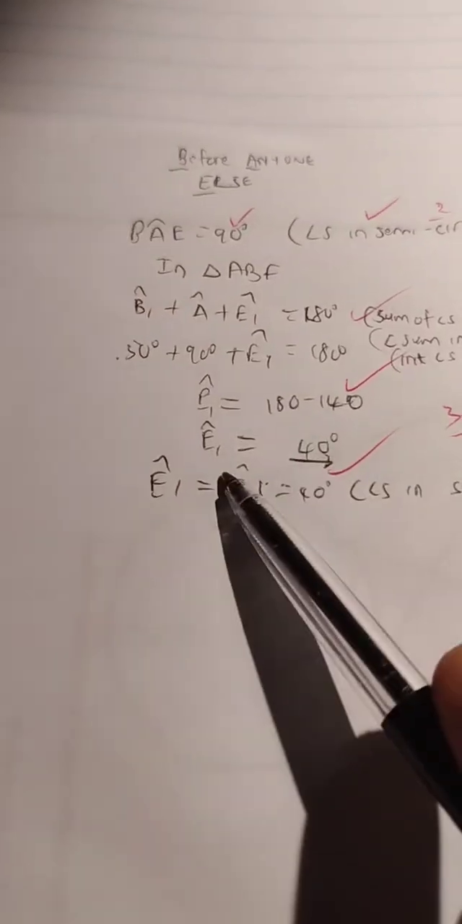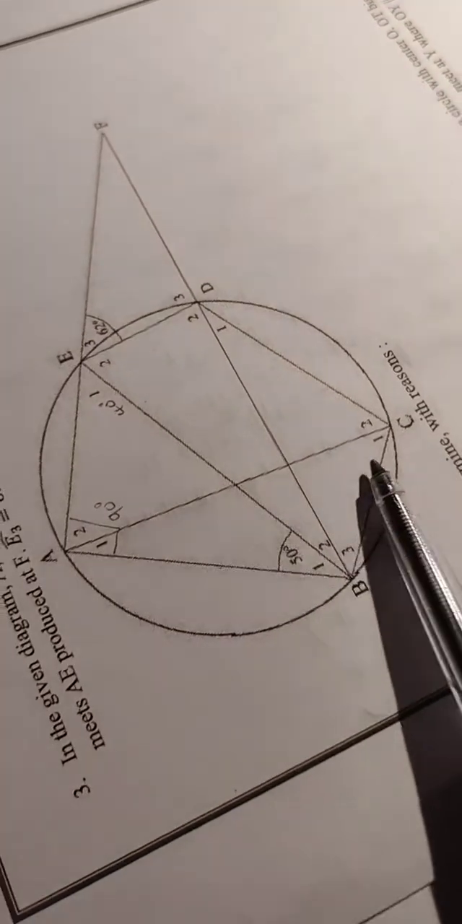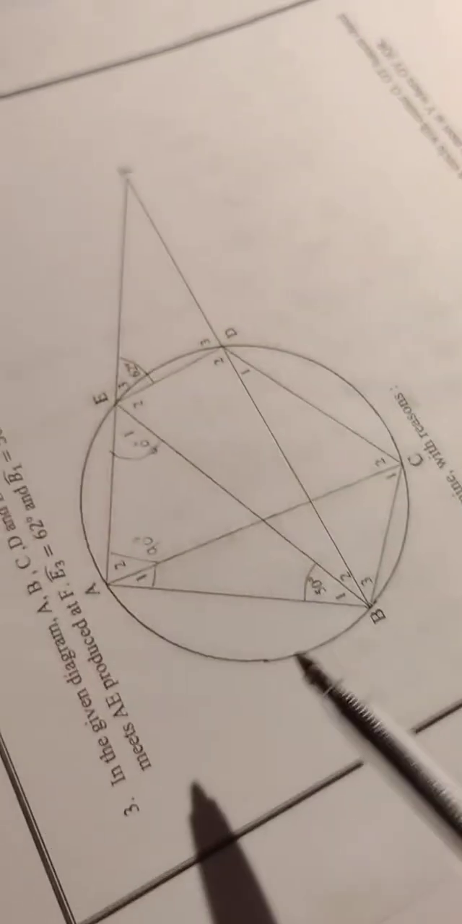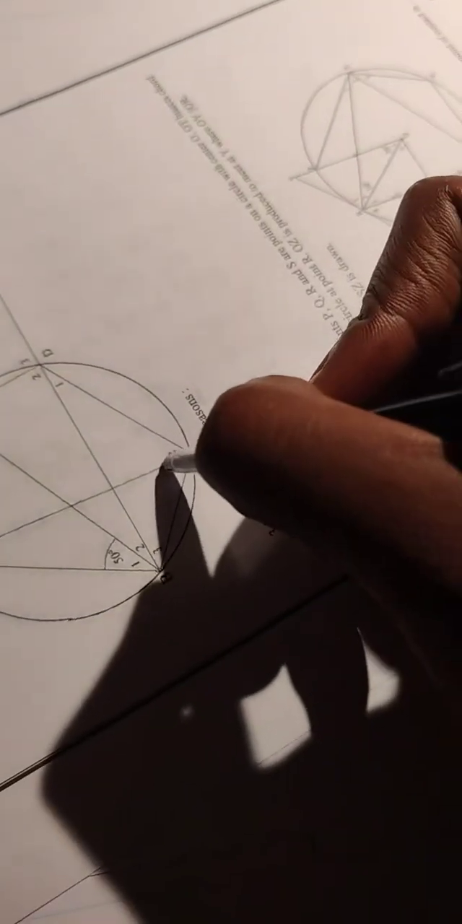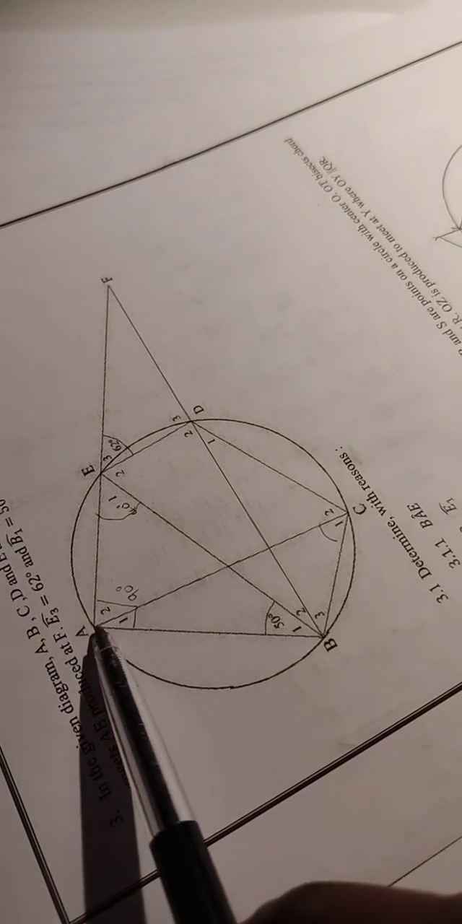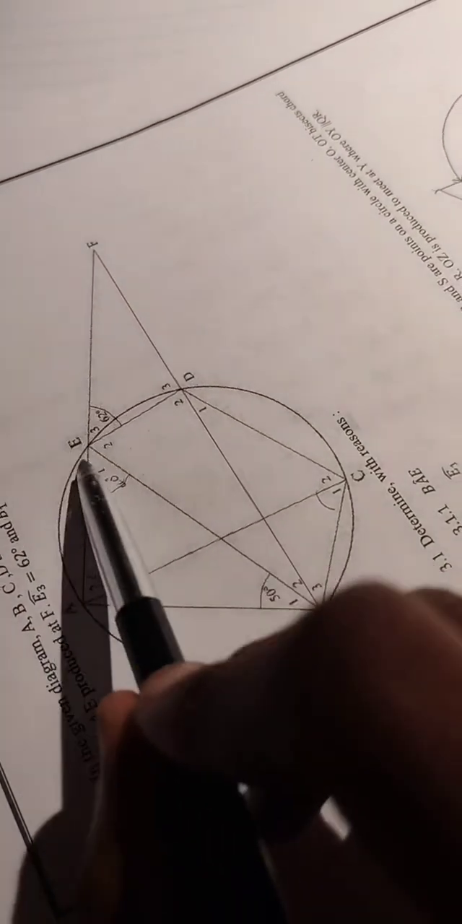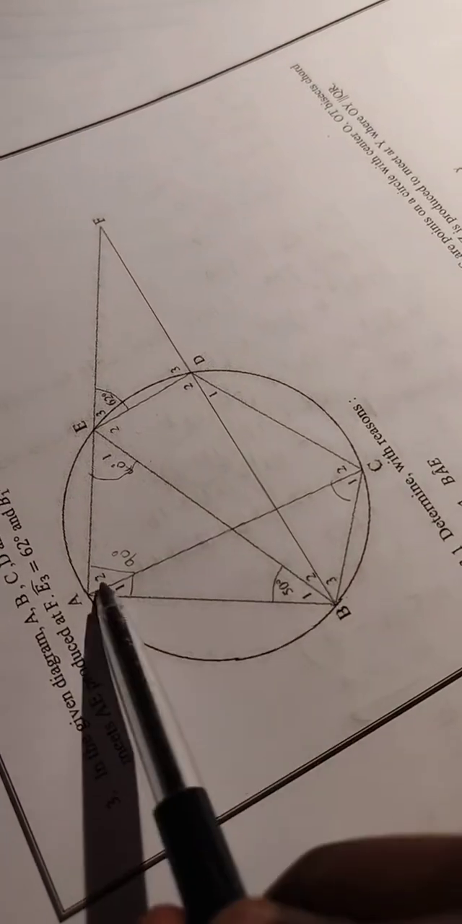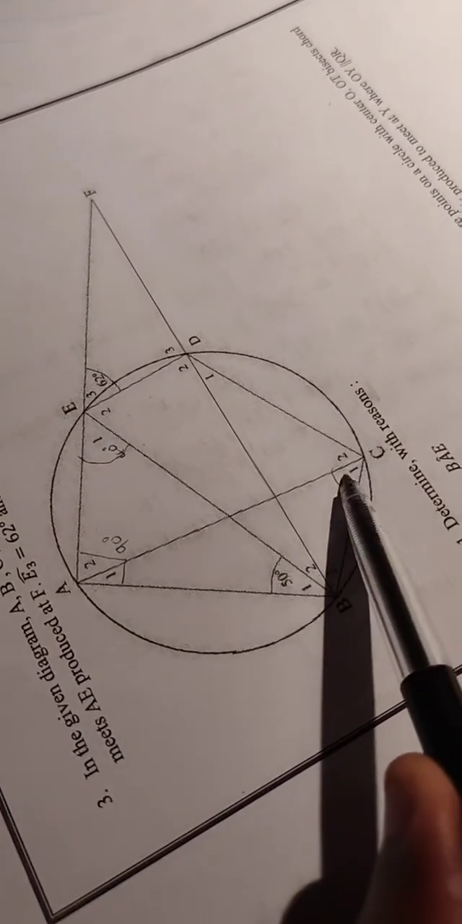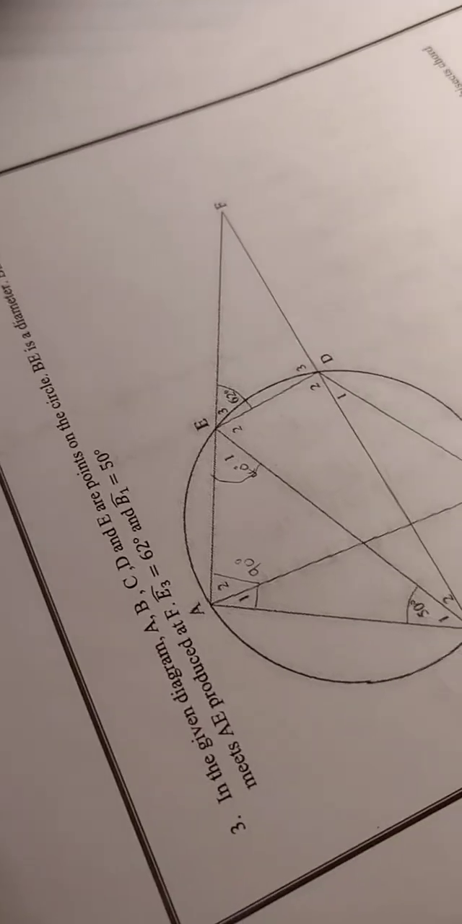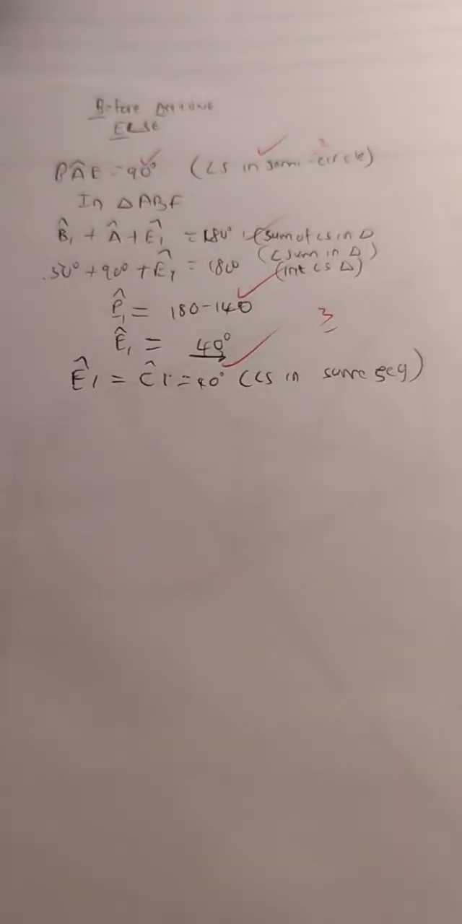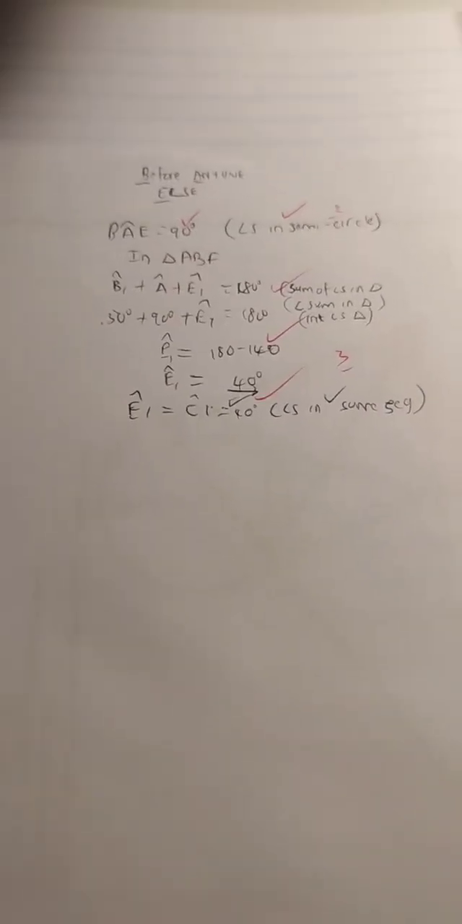I said angle E1 is equal to angle C1. Let's go here. Where's E1? There is E1. It's this angle right there. Where is C1? Here is C1, this angle right there. You see, chord AB subtends angle E1, and chord AB subtends angle C1. So that means C1 and E1 are equal. They are both equal to what? To 40 degrees. Why? Angles in same segment.